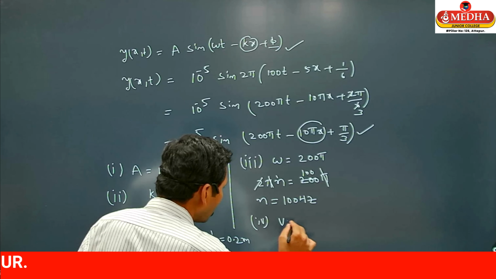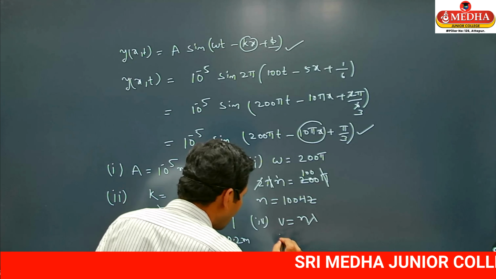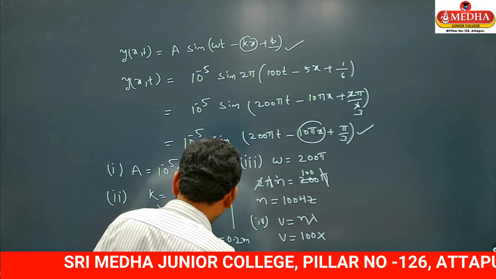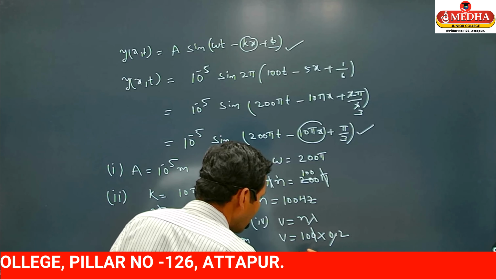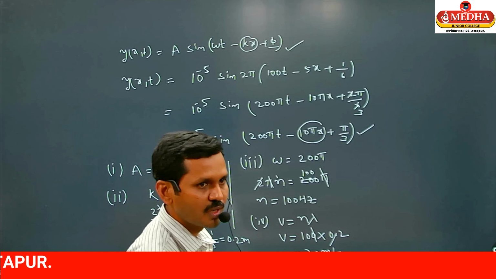So I am calculating the speed of sound in air. V is equal to n lambda. Here n value is 100, but the wavelength lambda value we already got is 0.2, so the decimal cancels and V is 20 meter per second. See, we also calculated it this way.